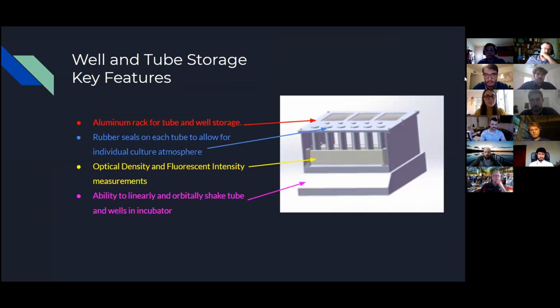Okay, so the well and tube storage subsystem is responsible for holding and shaking the culture plates and for taking the optical density and fluorescent intensity measurements. The subsystem is comprised of a purchased incubator shaker, Arduino breadboards with LED lights and corresponding photodiodes for the OD and FI measurements, and a manufactured rack that is bolted onto the shaker to hold the culture plates. The tubes are sealed with rubber tops to allow for individual culture atmospheres.